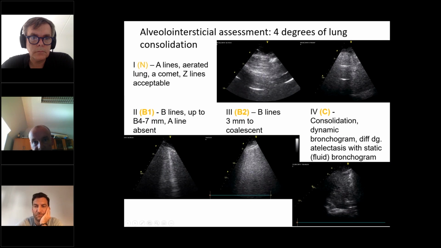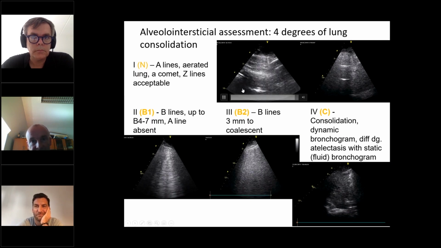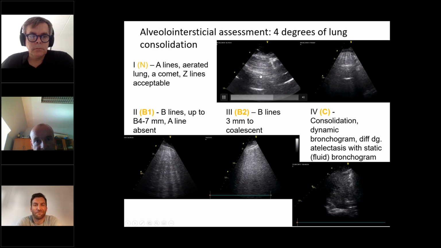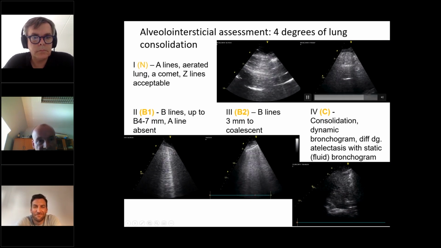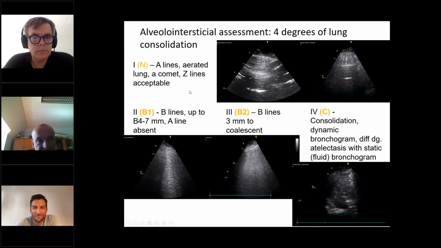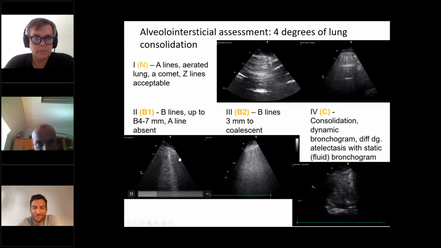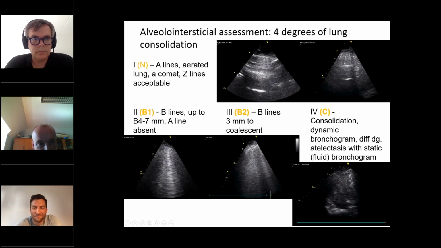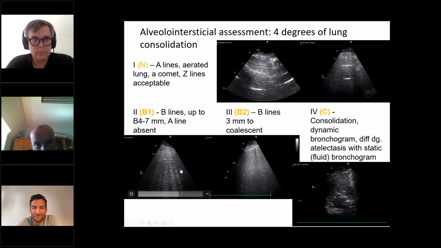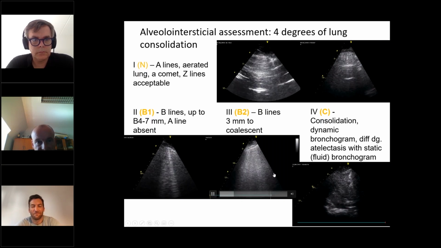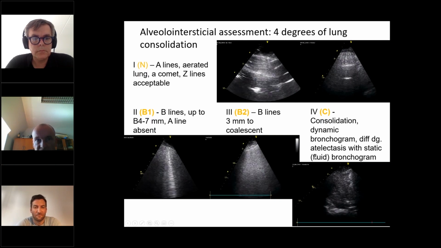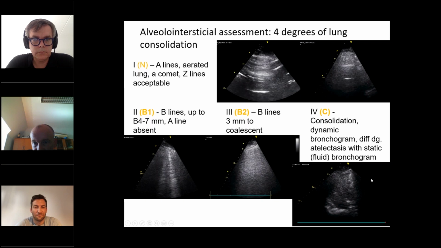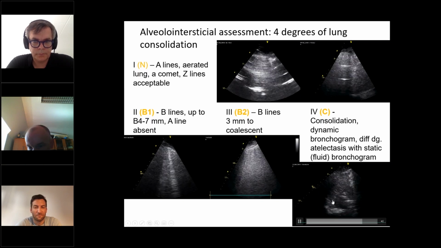Looking at the parenchyma, it's a normally aerated, or well aerated, lung with the A line. On a comet, this is an artifact, a Z line, and this would be a well aerated lung. When it gets worse, you get B lines that wipe out the A lines. And when the B lines become more condensed or coalescent, then you get a third degree. And then with the fourth degree of alveolar interstitial syndrome, you get a lung which is like a liver.